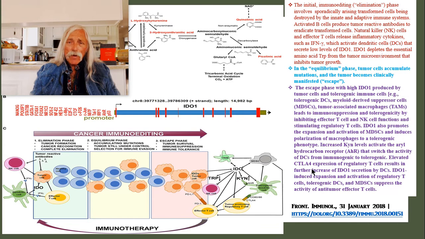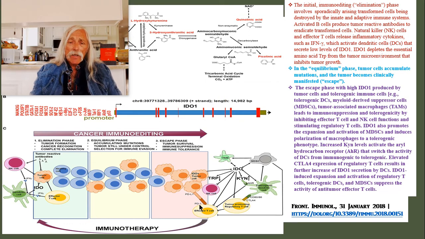Elevated CTLA-4, I told you that's usually a target. CTLA-4 monoclonal antibodies are a target when you want to inhibit that activity and therefore enhance the proliferation of T lymphocytes. Expression of regulatory T cells results in further increase in IDO1 secretion by the dendritic cells. IDO1 induces expansion and activation of the regulatory T cell population. You get tolerogenic dendritic cells, you get the MDSCs, and they all suppress the activity of the anti-tumor effector T cells. You're gone at this point.